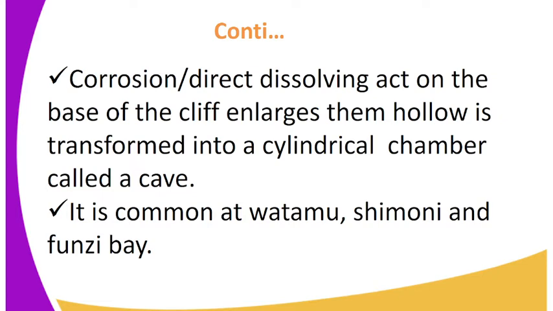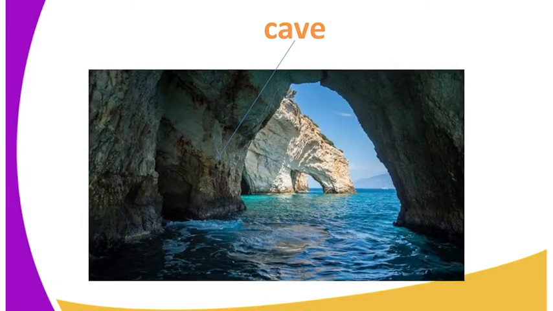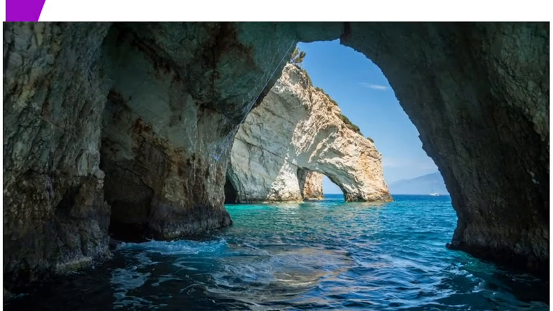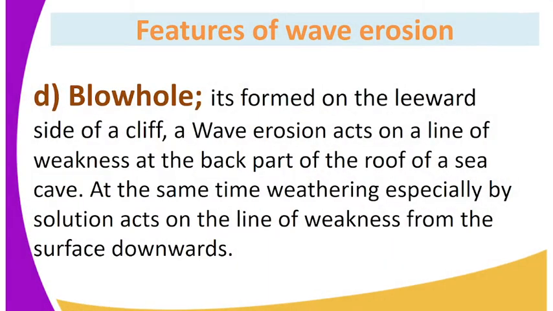It is common at Watamu, Shimoni, and Funzi Bay. We can clearly see a cave, a very beautiful picture showing a cave. The fourth feature is a blowhole. This is formed on the leeward side of a cliff.